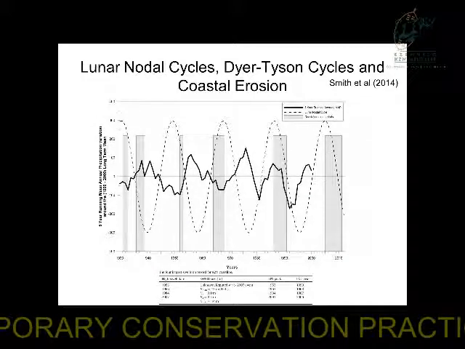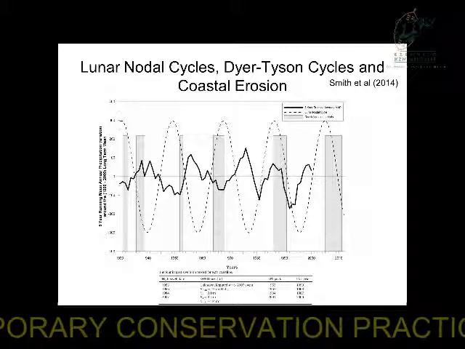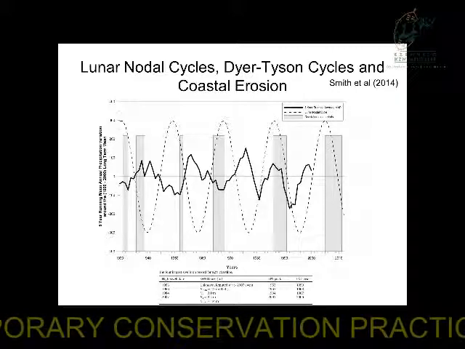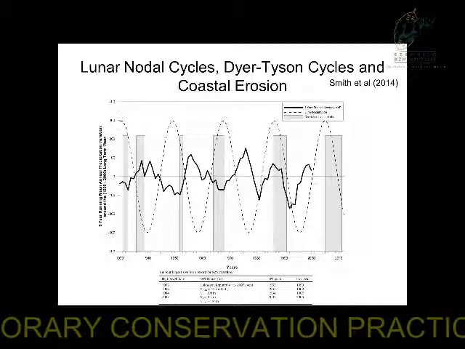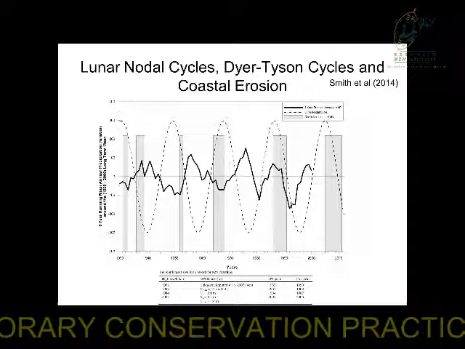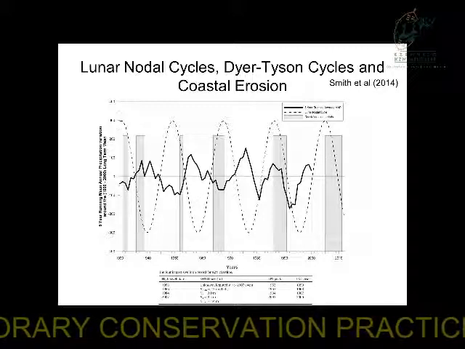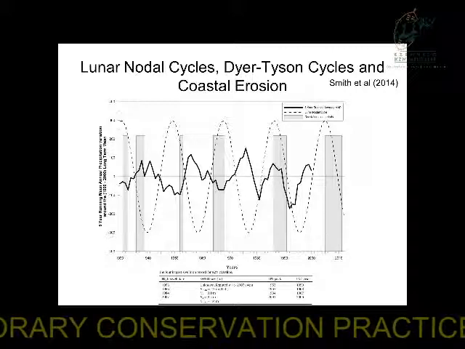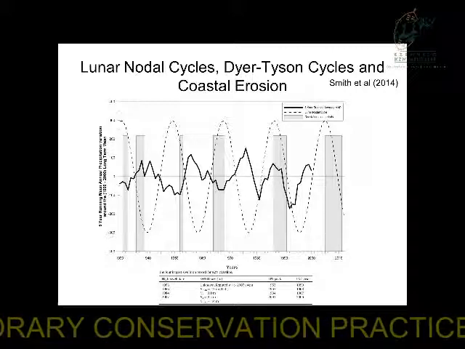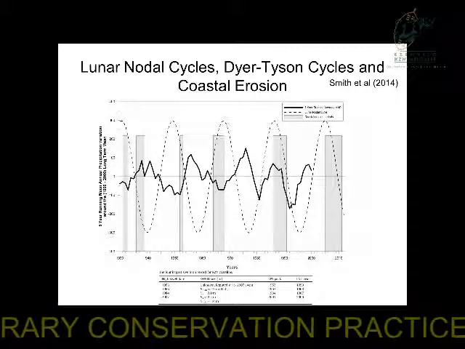Now to get a little bit more complicated, and the figures at the bottom don't really show up because the screen is cutting things short a bit. But you wouldn't be able to see them anyway because they're too small. But anyway, here we've got the lunar nodal cycle. So it's every 18.6 years, right? Going up and down. In between, this is from 1950 through to 2010.